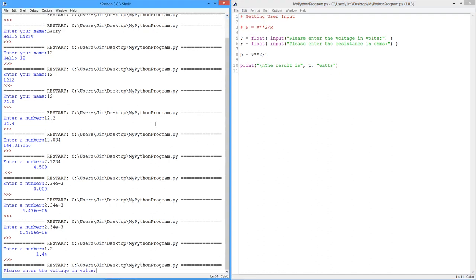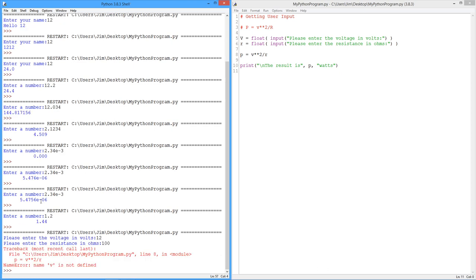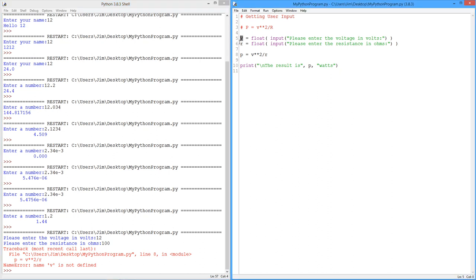Please enter the voltage in volts. What do you want to do? How about 12 volts? Please enter the resistance in ohms. How about 100 ohms? Hey, what's this? It says there's a problem in line 8. V squared divided by R. V is not defined. What do you mean V is not defined? V is defined right here.